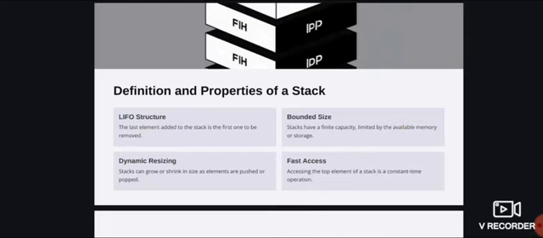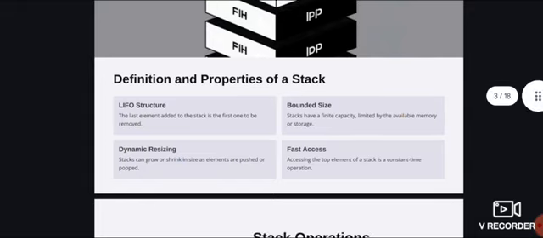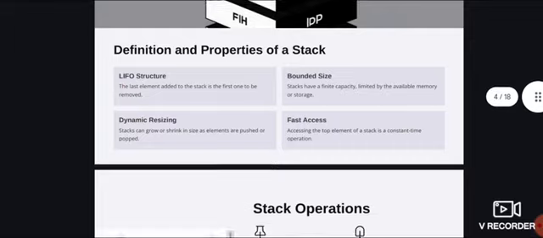Bounded size. Stacks have a finite capacity, limited by the available memory or storage. If I have created the stack to insert 5 elements, then we can insert only 5 elements. We can't insert a 6th element. This is one of the drawbacks. Dynamic resizing. Stacks can grow or shrink in size as elements are pushed or popped. Fast access. Accessing the top element of the stack is a constant time operation.